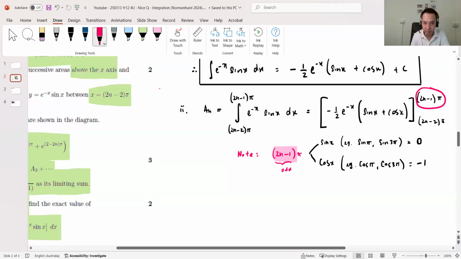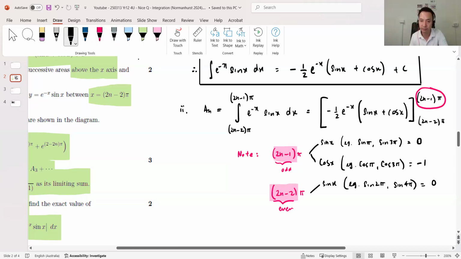And then similarly, 2n minus 2 is always even. So when I sub that into sine x, for example sine 2 pi, sine 4 pi, they're all zeros again. And for cos x, for example cos 2 pi, cos 4 pi, that's a full wavelength, that's 1. All right, now let's sub it in.